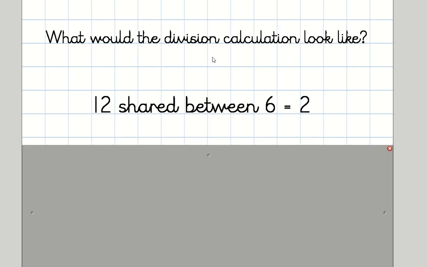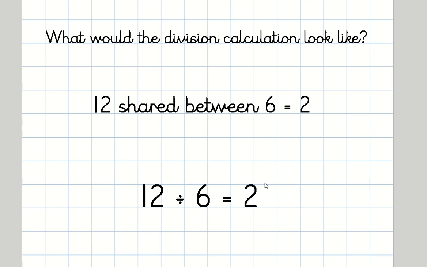So again, what would the division calculation look like? We've got 12 and we're sharing it between 6, which gives us 2, which means that 12 divided by 6 equals 2.